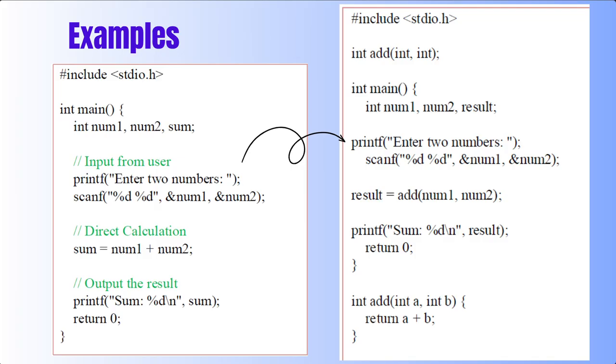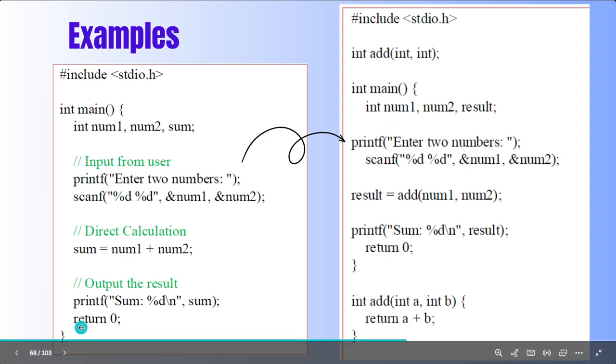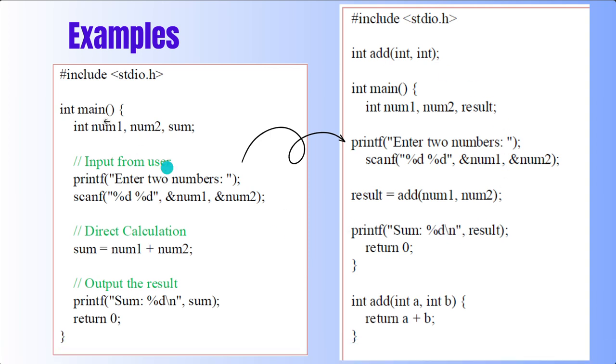Moving on, we have an example. This is the normal example of how we write code for the addition of two numbers, and this is the same code with the help of functions. In the main function we have declared two numbers and a sum. Then we have taken two numbers as input from the user, calculated the sum, and printed it.